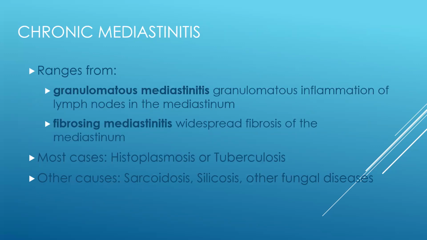Next condition is your chronic mediastinitis. You have two conditions for chronic mediastinitis. You have a granulomatous form of mediastinitis, which is just a granulomatous inflammation of the lymph nodes in the mediastinum, such as what we see in tuberculosis. Another is your fibrosing mediastinitis, wherein there is a widespread fibrosis in the mediastinum. Most common causes of your chronic mediastinitis would be histoplasmosis and tuberculosis, which is more common in the country. Other rarer causes would be sarcoidosis, silicosis, and other fungal diseases.